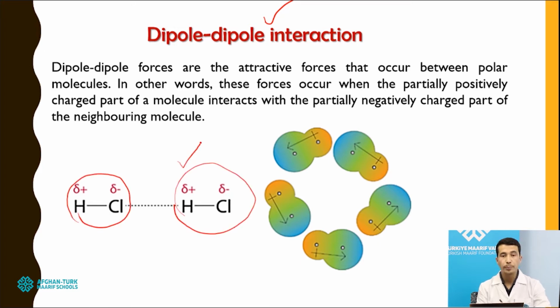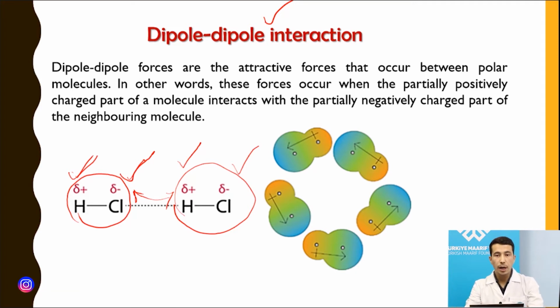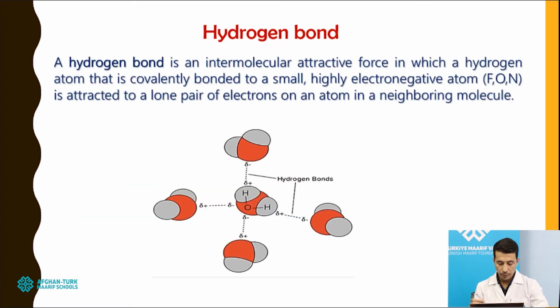This end has a partially positive charge and this end has a partially negative charge. The same is true for the other molecule. Now you can see this partially positive charge attracts the partially negative charge of the neighboring molecule. This kind of attraction is formed in a dipole-dipole interaction. This is the first kind of intermolecular force. They are between molecule and molecule. The molecule must be polar to have dipole-dipole interaction. Let's go for the next one.